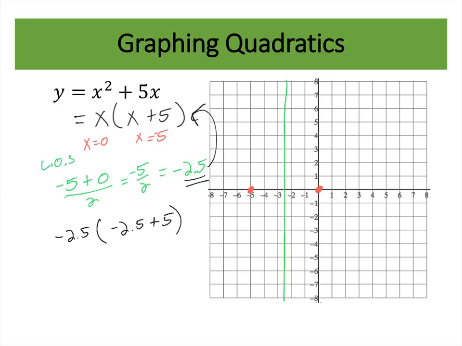And I can't do this in my head, so I'm going to grab a quick calculator. 2.5, so I guess I can do that in my head. 2.5 times 2.5. And I'm not going to even risk it. So 2.5 times negative 2.5 is negative 6.25. And that's going to be on the line of symmetry.